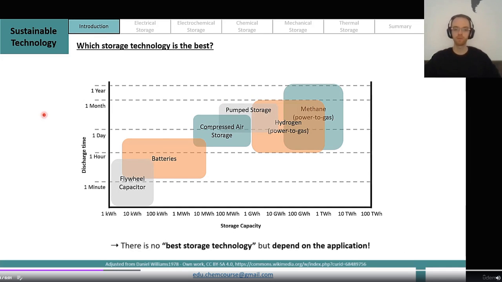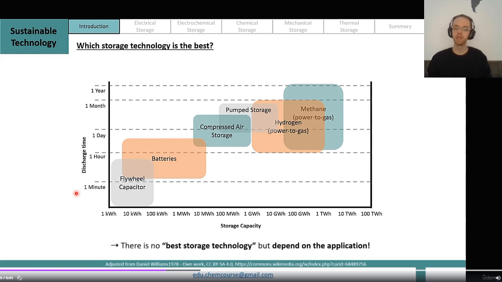In this final graph, you see a comparison, putting all of this information together. So you'll see the storage capacity here, so basically the energy you typically store with these kinds of technologies, and the discharge time. And the main point I want to make here is that there is no best storage technology, but it always depends on the application. So when thinking about which energy storage technology is the most suitable for you, you have to think about what kind of application you are aiming for.